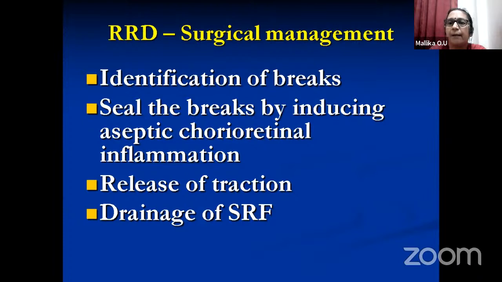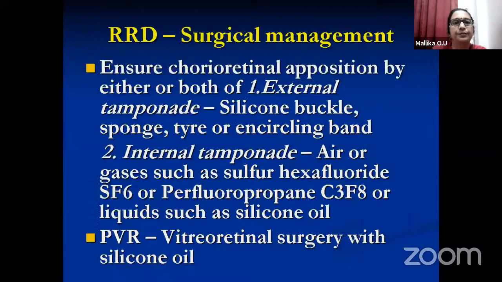One is that is called a tamponade. Tamponade can be either an external tamponade after draining the subretinal fluid and applying cryotherapy with an external tamponade, or an internal tamponade using expansile gases, and you have to do laser. Okay. So ensure chorioretinal apposition by either or both of external tamponade using silicone buckle, sponge, tire, or encircling band, or an internal tamponade using air or expansile gases such as sulfur hexafluoride or perfluoropropane C3F8, or liquids such as silicone oil. Okay.